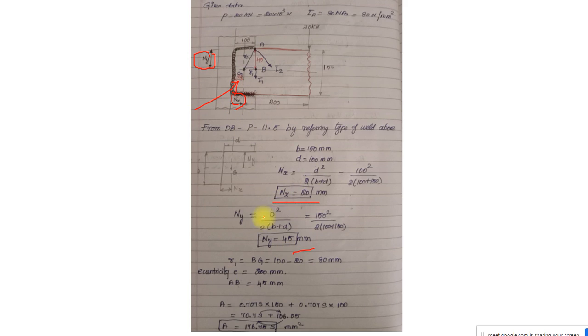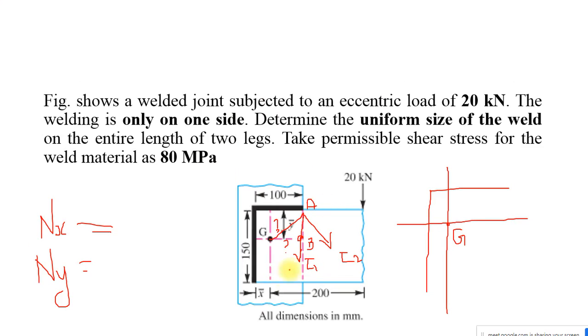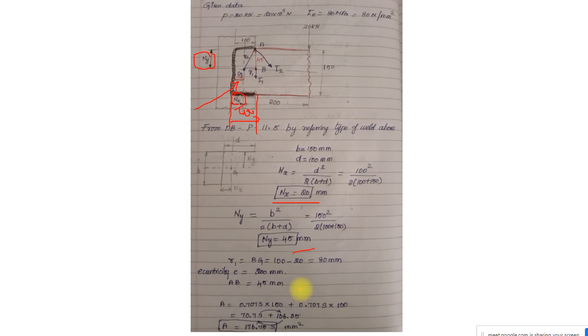Now I can find out r1. So r1 is nothing but, I know this value, this is nothing but 100. Okay, if I minus 20 from 100, that is r1. And the eccentricity value is directly given in the problem. You can see at the bottom, the eccentricity value is given, E is equal to 200. And what about AB? AB is nothing but ny, which is nothing but 45 mm.